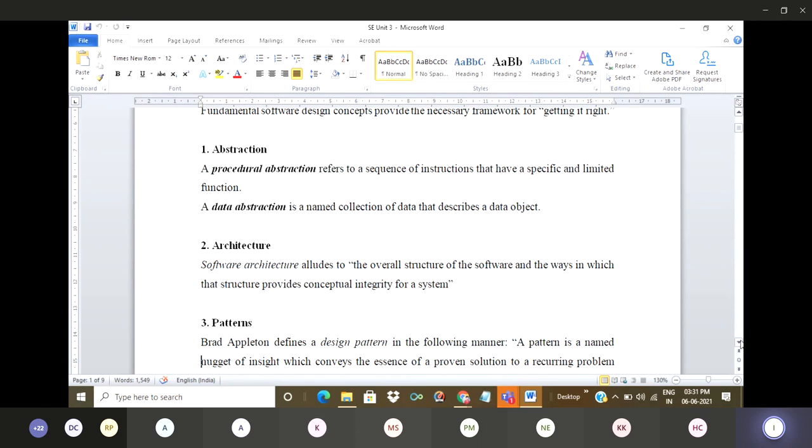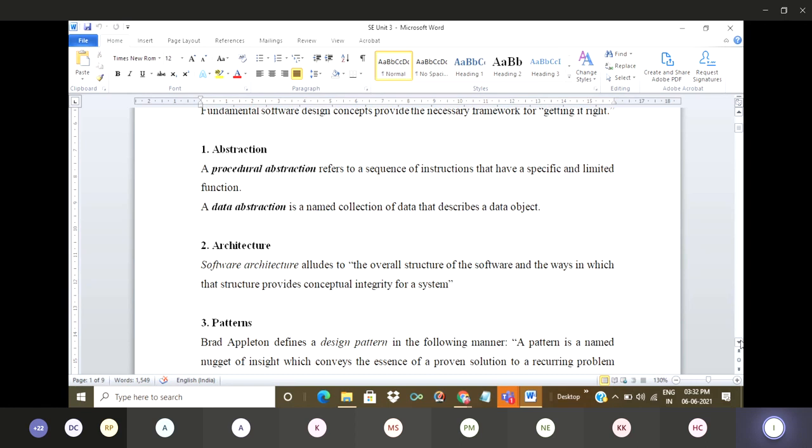Okay, we have two abstractions. One is procedural, which refers to a sequence of instructions that have a specific and limited function. Data abstraction is a named collection of data that describes a data object. Second is architecture. Software architecture includes the overall structure of the software and the ways in which the structure provides conceptual integrity for a system. This is the exact definition of architecture.